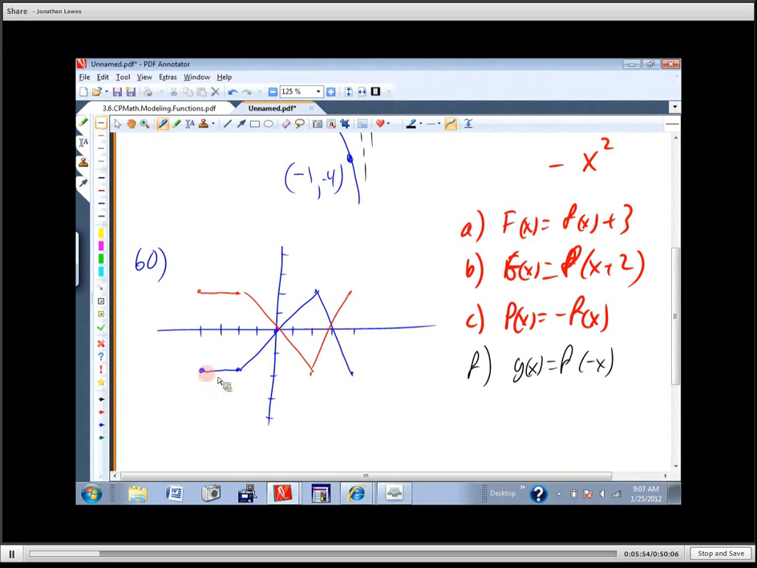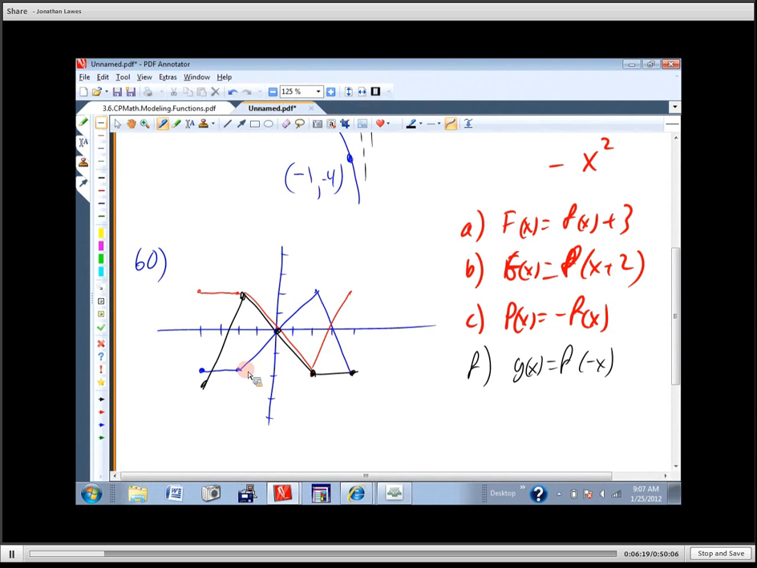So it would look like this. This point would come over here, this point would come over here, this point would stay right where it is, this one would go over here, and this one would come over here. So it looks like this. Can you see how the blue one and the black one are kind of reflections of each other? Horizontal reflections. Okay, horizontal flips.